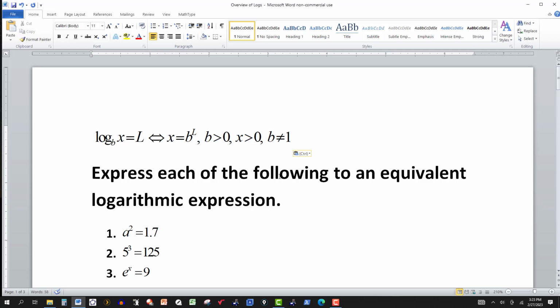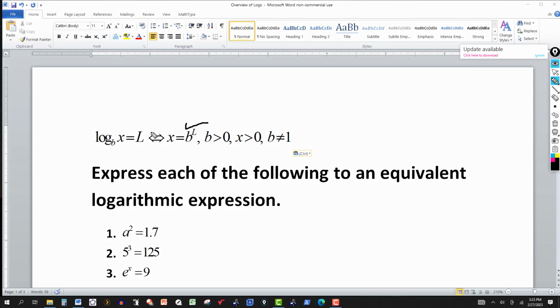So we express each of the following in an equivalent logarithmic form. In other words, they give it to you in this format, and we want the log form. So that tells me I have to have a log over here, and I have to have a base for that log. What's the base going to be? Notice here b to the L, and over here the base for the log is b. So for the first one, the base would have to be a. The exponent is the logarithm, which is L. In this case, the exponent is 2. That would go over here on the right. The other number has to go here. So the log of 1.7 to base a is equal to 2.